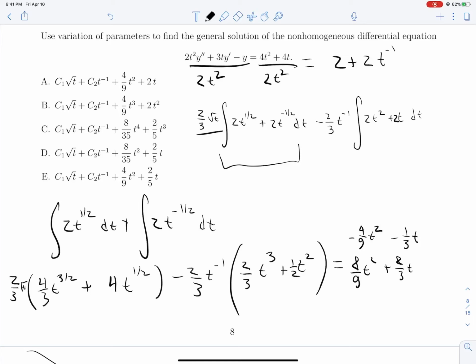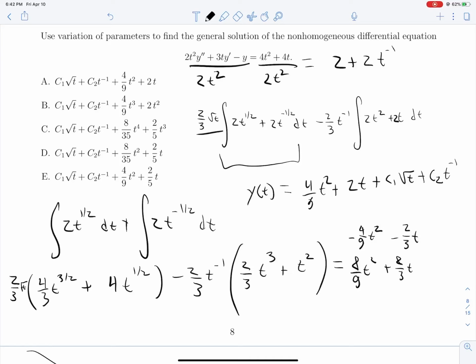So with that in mind, this integral here will actually give us t squared, so this will be minus 2/3, and we get our correct answer, which is 4/9 t squared plus 2t, because we'll get 6/3, plus c1 root t plus c2 t to the negative 1, because remember, we're actually computing y of t, which is yc that we already knew, plus the yp that we just found.